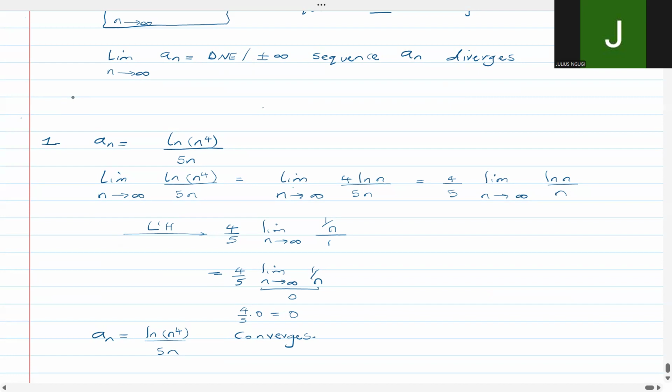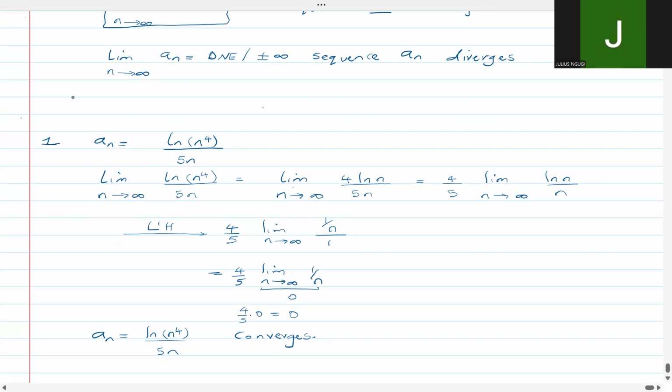So we use the properties of natural log. So we take 4 in front of the natural log. We have 4 natural log of n divided by 5n. And then we can factor out the number 4 over 5. And then we find the limit as n approaches infinity of natural log of n divided by n.